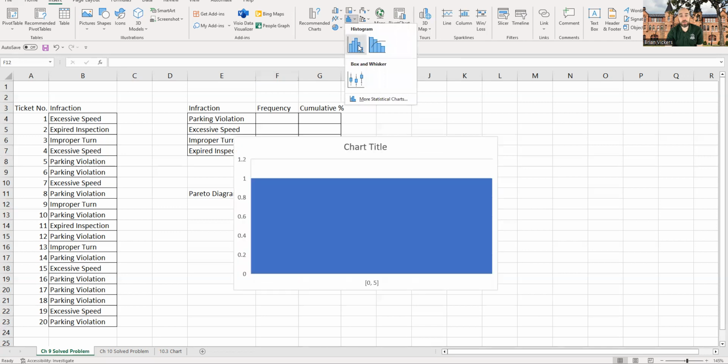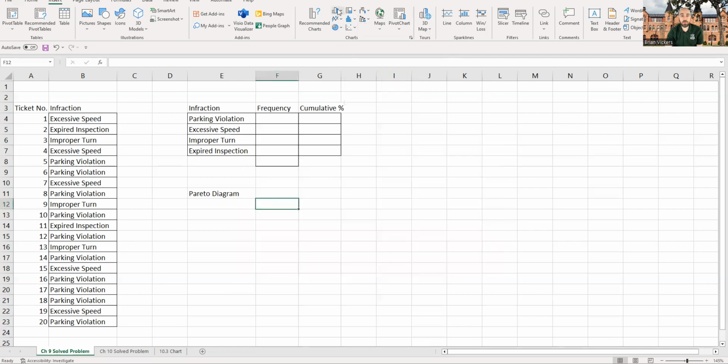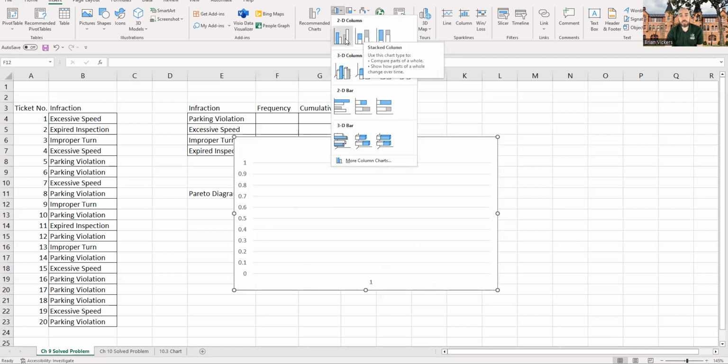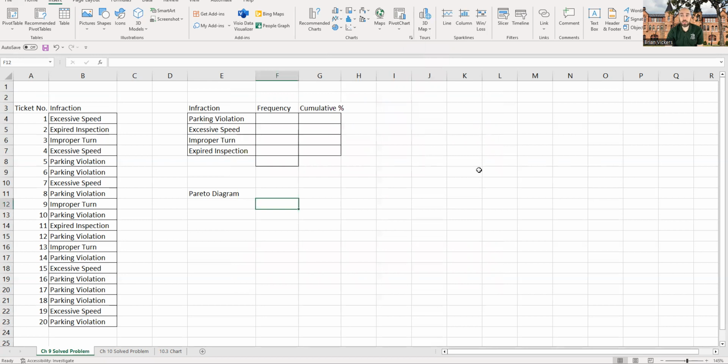You can make it work with a histogram, but you have to rearrange the data to make it work. You can make it work with a 2D column chart, but again, you'll have to rearrange the data. So ideally, you're using a Pareto chart for this.